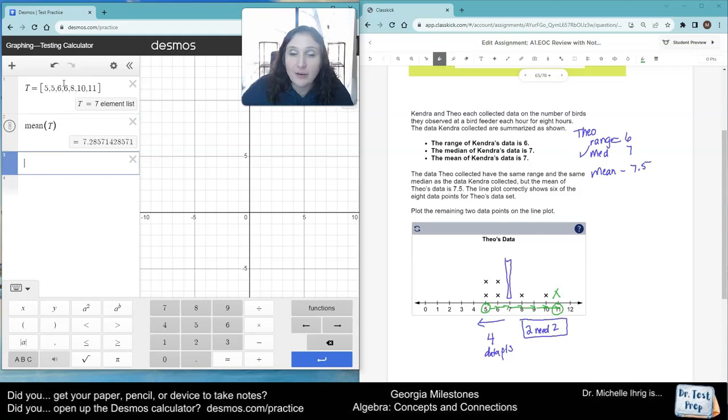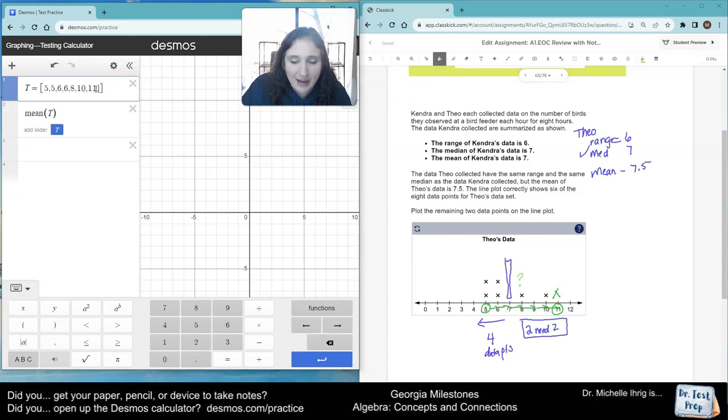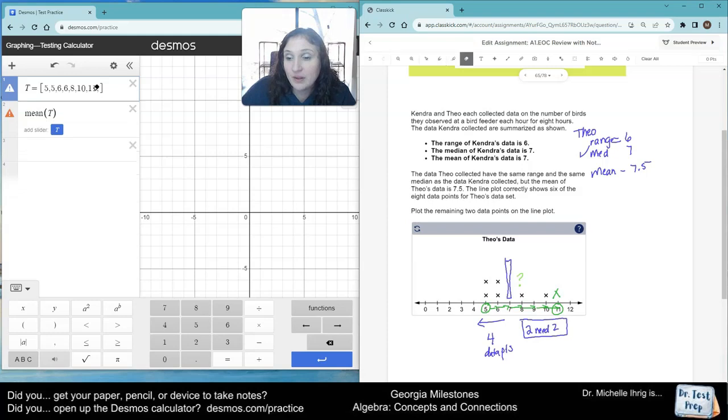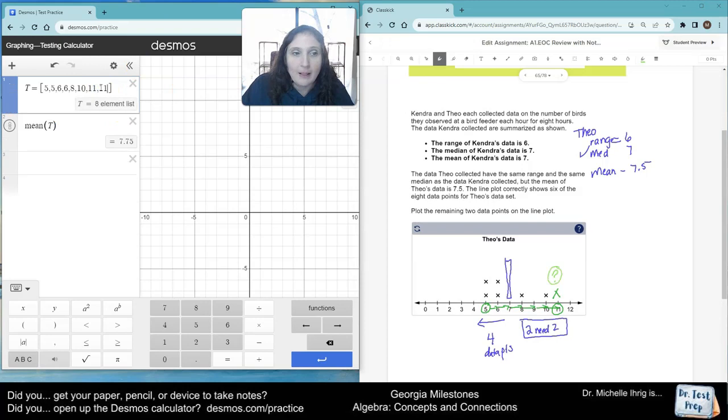So I have to think about, okay, well, what if I add, this is a guess, a number 8? So I'm going to go in here and I'm just going to type comma 8 and see, do I now have 7.5? No, I have an average of 7.35. So I know it's not going to be 8. Then I'm going to say, okay, well, what if I do another number 11, for example? So I'm going to put 11 in here. No, now I'm too high. My number is 7.75, so it can't be that.